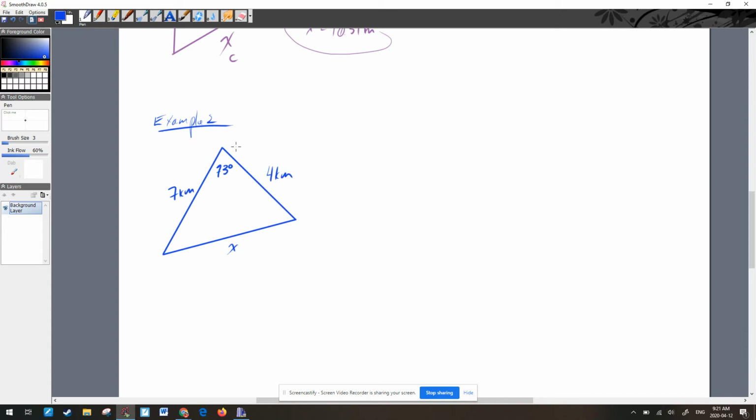Well, welcome back. So our uppercase C is going to go on the angle we know, so it's going to go here. It means that lowercase c is going to go here. And this can be a and b. Again, a and b don't really matter where they are. So we've got c squared equals a squared plus b squared minus 2ab cosine of uppercase C. Drop those values in. So we're going to have x squared equals 7 squared plus 4 squared minus 2 times 7 times 4 times the cosine of 73 degrees. Okay, drop that all into our calculator.